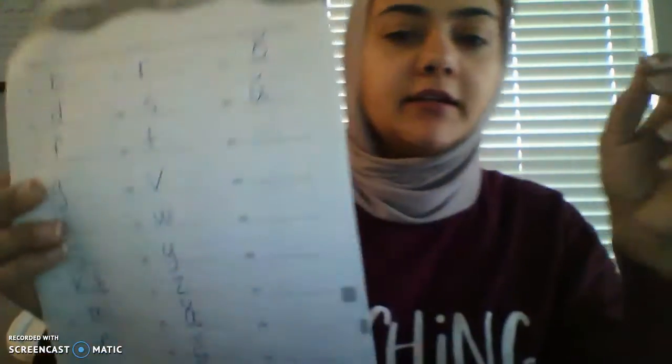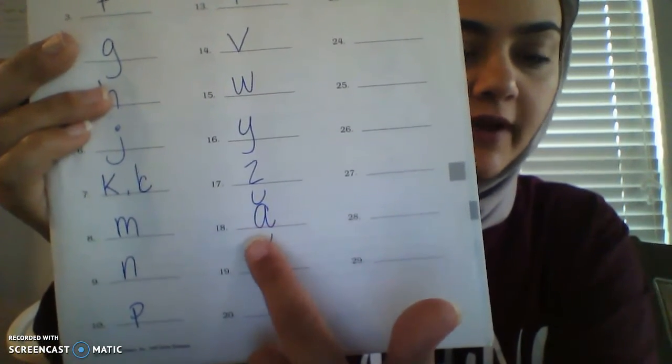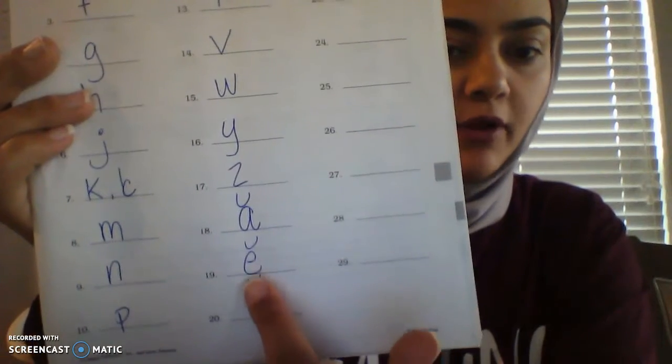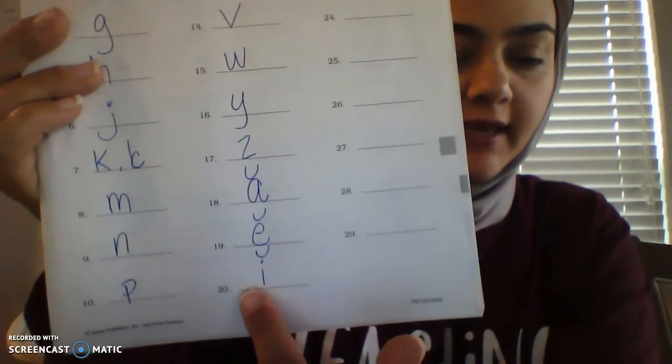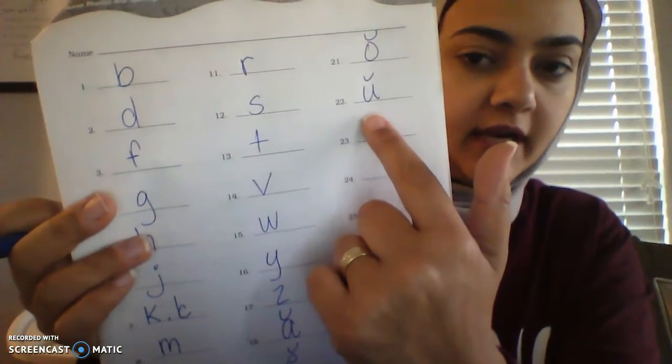Elephant. Breve. Inch. Breve. Octopus. Breve. Umbrella. Breve. I'll show you what I'm doing so you're not like, oh my goodness, what are you talking about? So the short vowel sounds have a breve on it. Apple, elephant, inch. At the top over here we have octopus, umbrella.